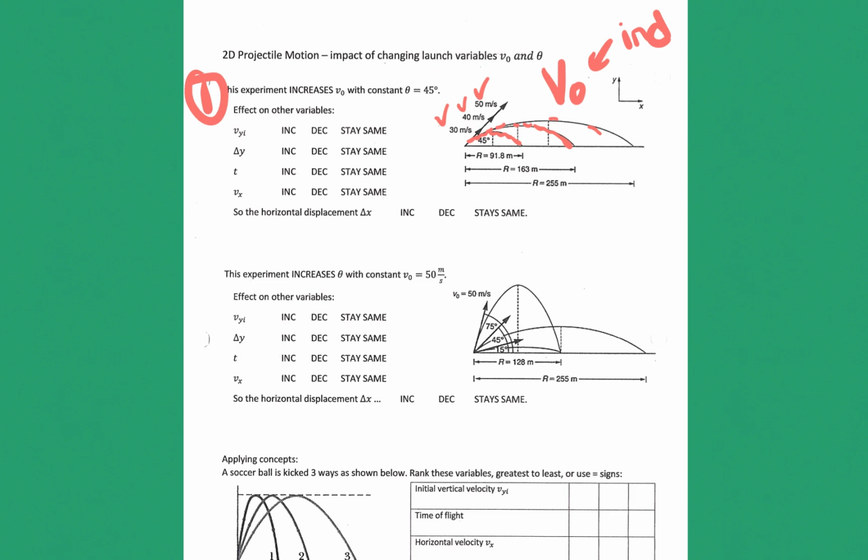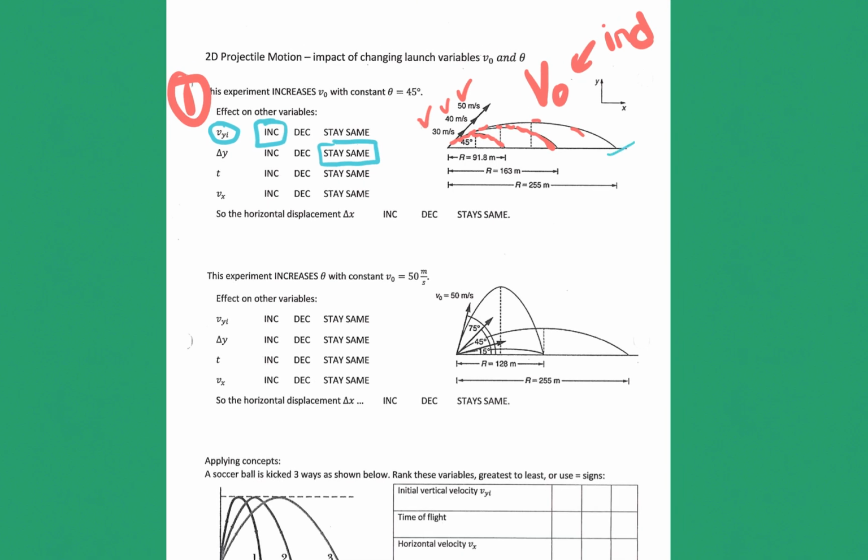The 30 meters per second has the shortest, the 40 a little further out, and the 50. We did this in class, but just a quick recap. The V naught would change the Vy initial by increasing it. The delta Y would stay the same because the delta Y is the height from beginning to end, and that is 0 for all 3 of those. The time in the air would also increase, similar to the Vy initial. The Vx would also increase. The horizontal displacement, I think that's the easiest to see, is also increasing as you increase the V naught.